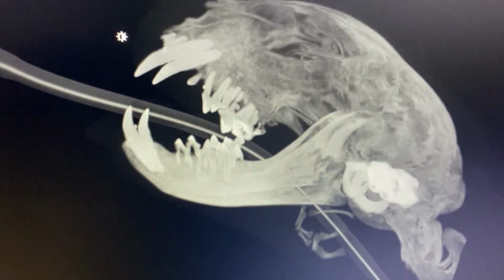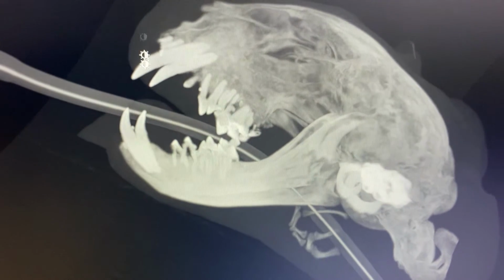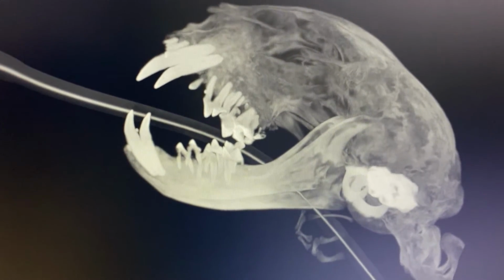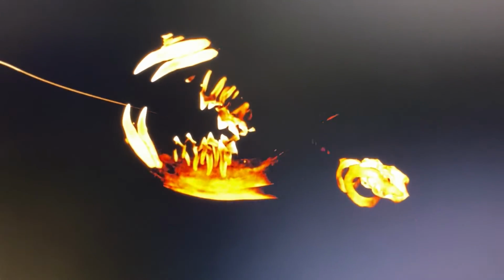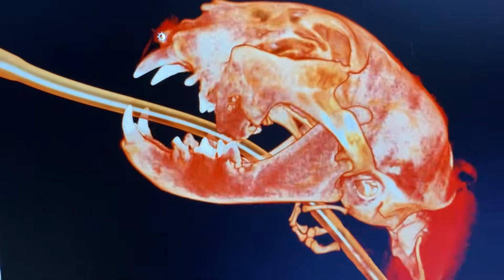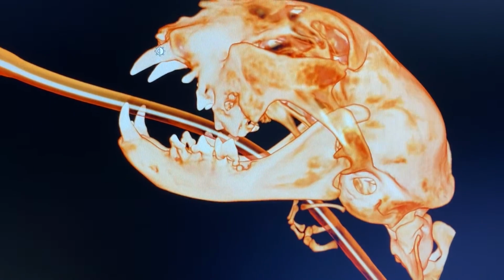And I can make some adjustments. And I can put the soft tissue back. If I want, I can change the shadings to add tissue and muscle back onto the jaw.